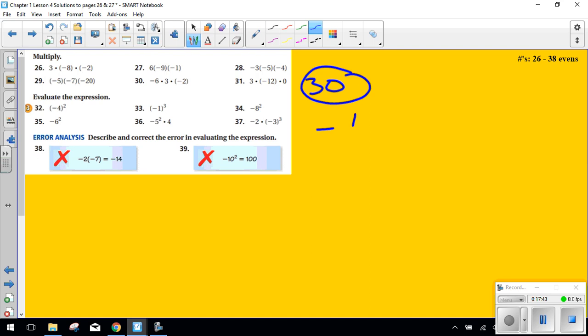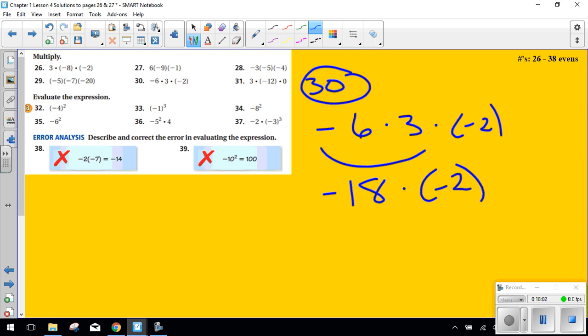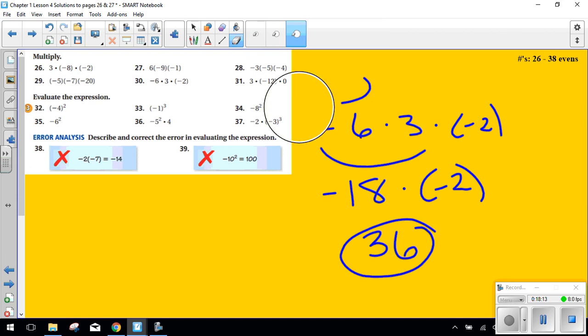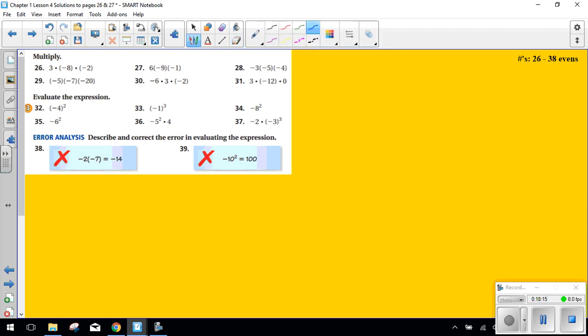So we have -6 times 3 times -2. Let's just go left to right. -6 times 3, different signs, I get negative. 6 times 3 is 18. Now I'm going to multiply this by -2. Since my signs are the same, my answer is positive, and 18 times 2 is 36. Okay, that was 30. Let's go to 32.